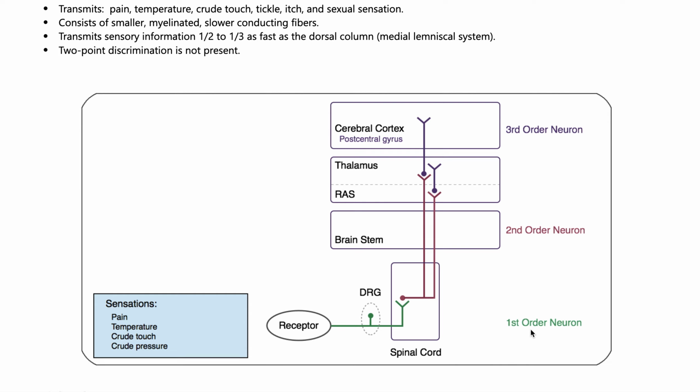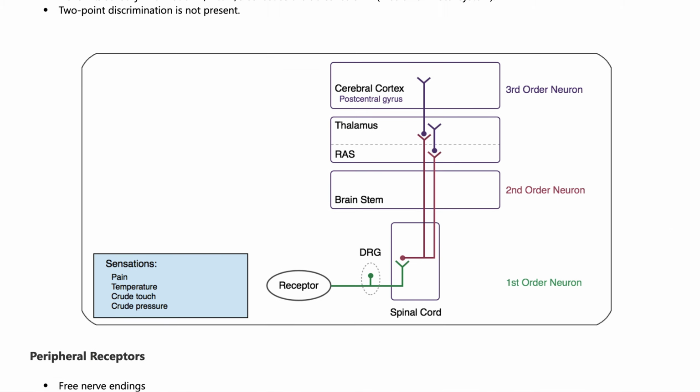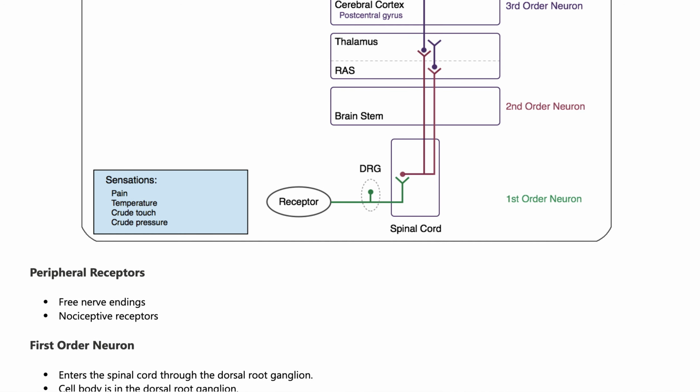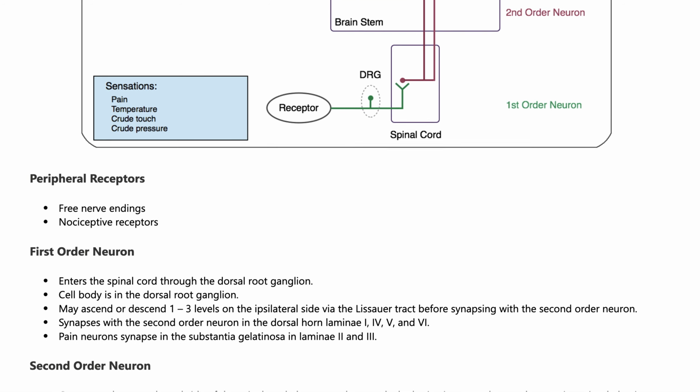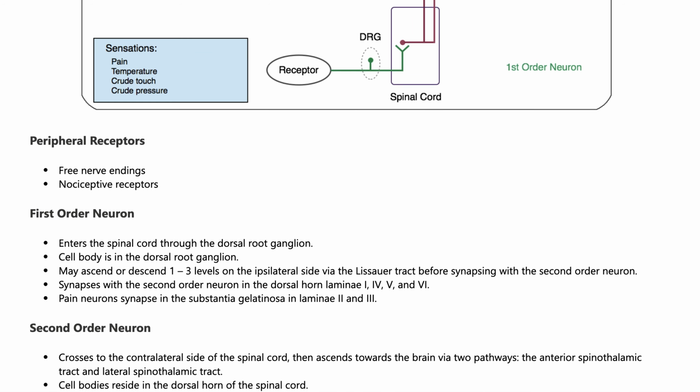In the spinal cord, the first order neuron synapses with the second order neuron, and it actually has a more complex pathway where it synapses with one neuron and then can travel in different pathways, and it skips the brainstem. It doesn't synapse in the brainstem, and it travels up and enters the RAS and the thalamus, and then from there it synapses in the third order neuron, which travels up to the cerebral cortex, specifically the postcentral gyrus.